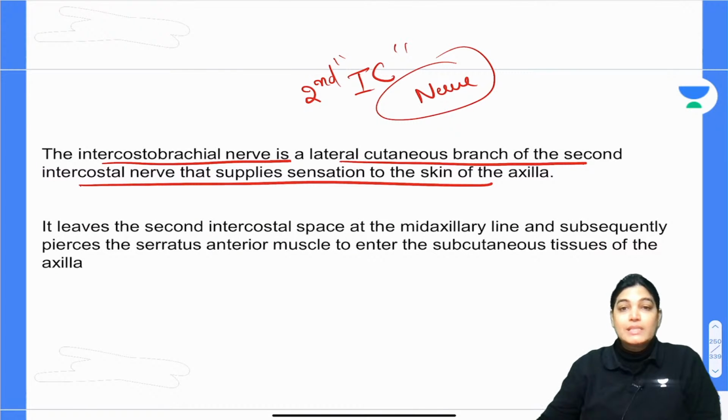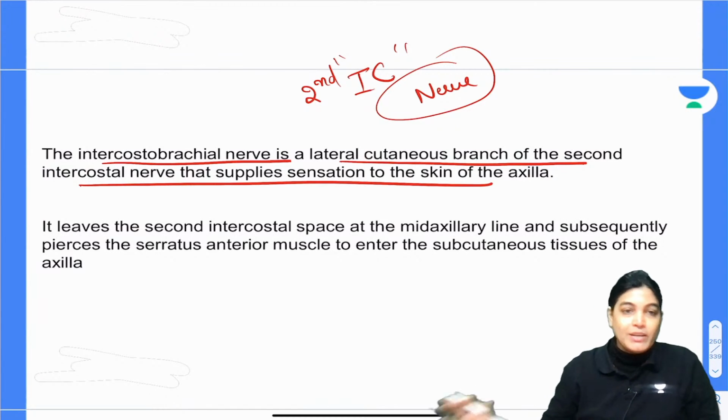supplying sensation to the skin in the axilla. Actually, at times when you proceed with the dissection of the axillary region, you can appreciate this communication, where the communication lies between the intercostobrachial nerve and the medial cutaneous nerve of arm. I will show you a dissected image of that also.